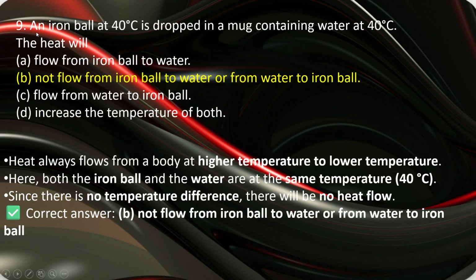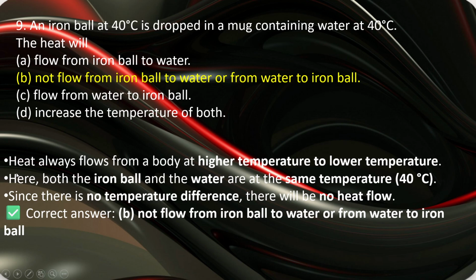Question number 9. An iron ball at 40 degrees Celsius is dropped in a mug containing water at 40 degrees Celsius. The heat will: A, flow from iron ball to water; Option B, not flow from iron ball to water or from water to iron ball; C, flow from water to iron ball; D, increase the temperature of both. Answer is option B, not flow from iron ball, because this is also 40 degrees Celsius. Water is also 40 degrees Celsius.